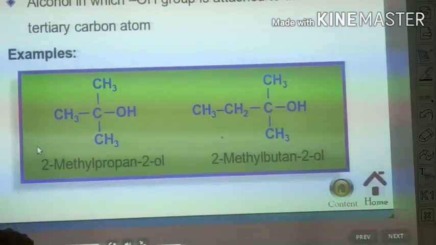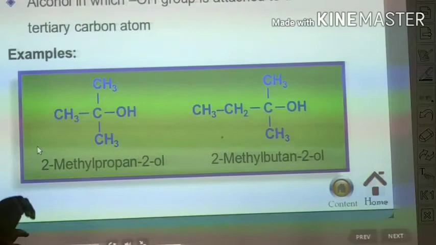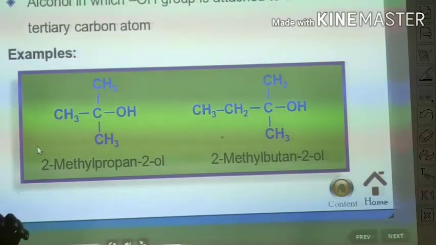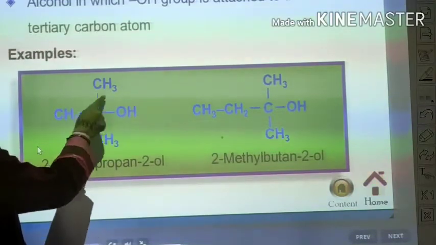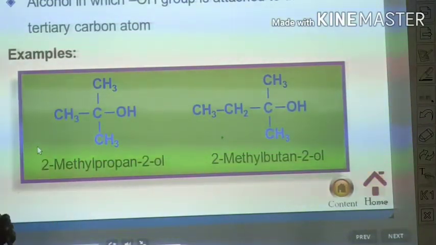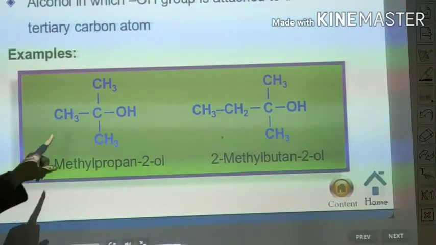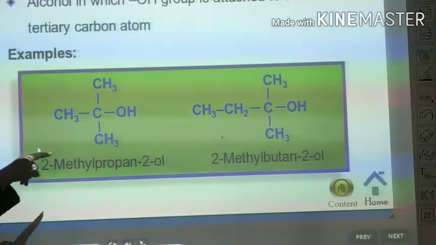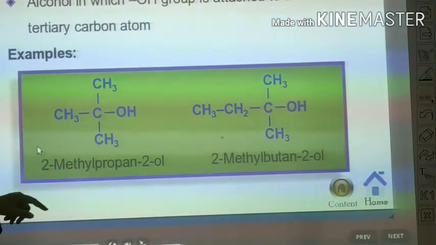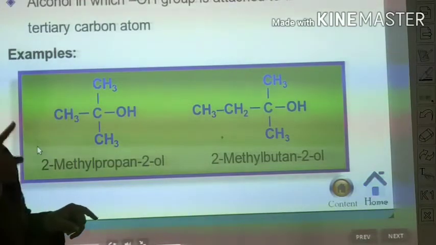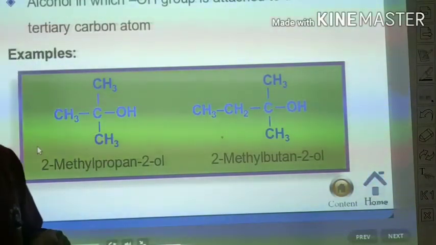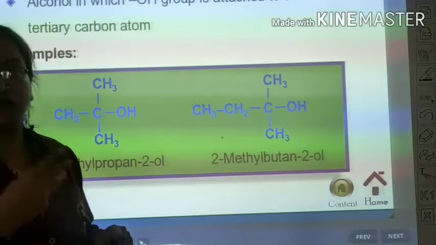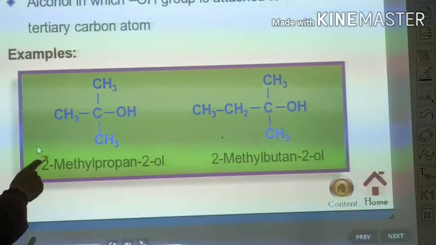Next, tertiary alcohol. In tertiary alcohol, the OH group is attached to the tertiary carbon atom. So the functional group of tertiary alcohol is COH. Here, this carbon is already attached with three other carbon atoms. So in primary, it is attached with one carbon atom. In secondary, it is attached with two carbons. And in tertiary, it is attached with three carbons.